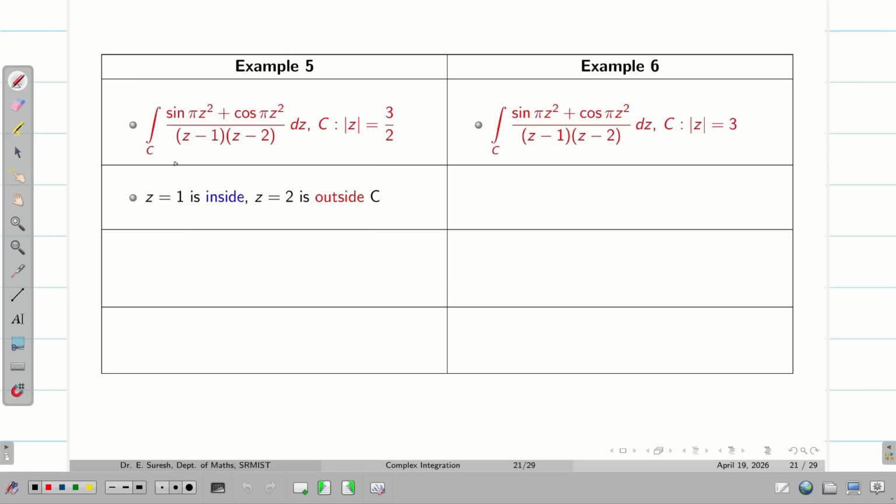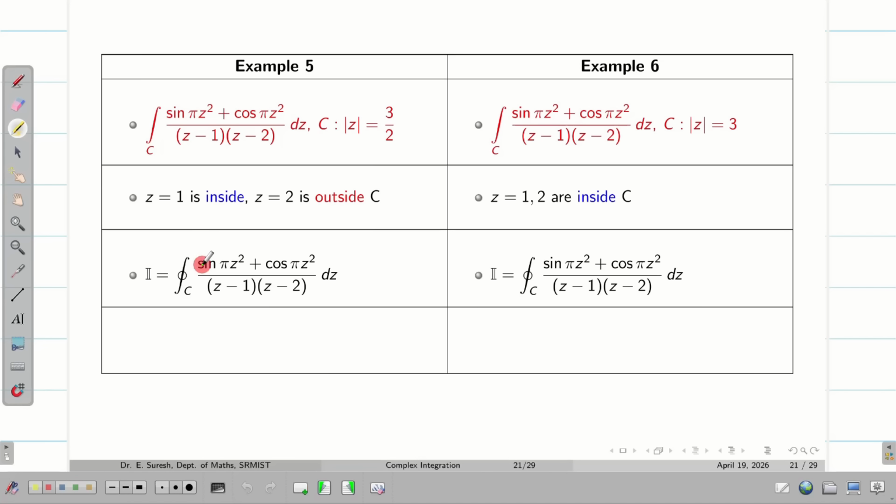z equal to 1 and 2 are the singular points. 1 lies inside and 2 lies outside for example 5, at the region mod z equal to 3 by 2. But in the case of mod z equal to 3, both 1 and 2 lie inside C. Next, step 3, we assume the given question as capital I.